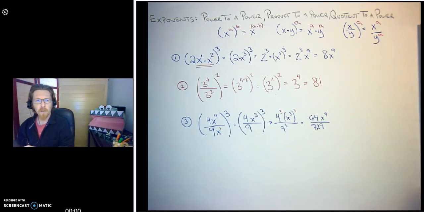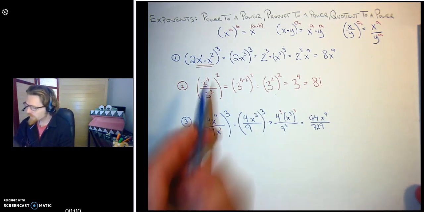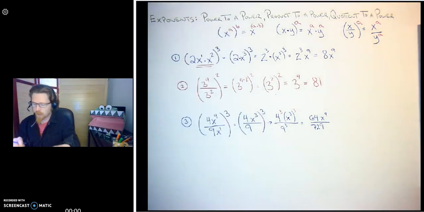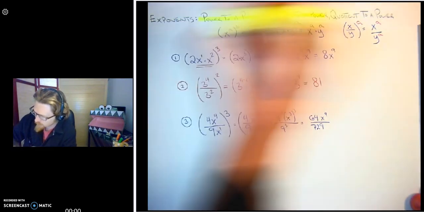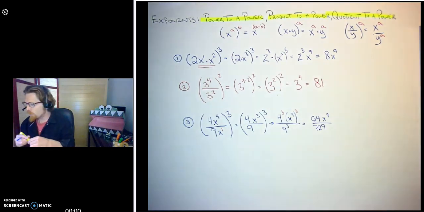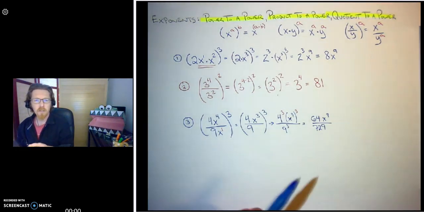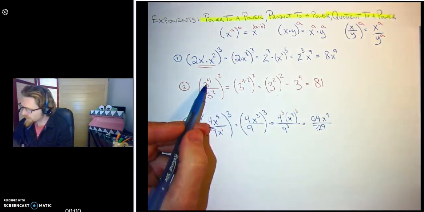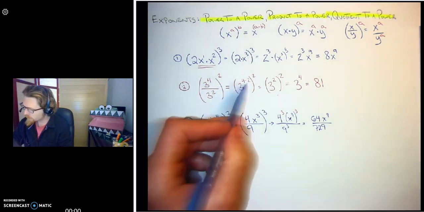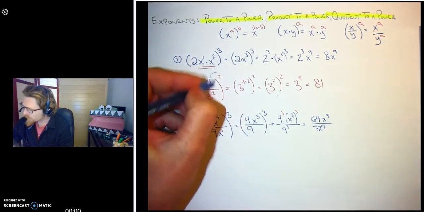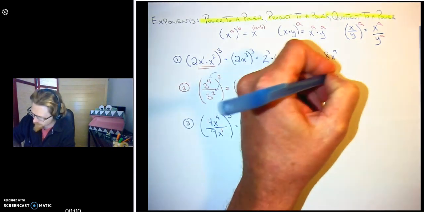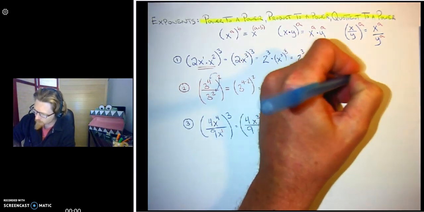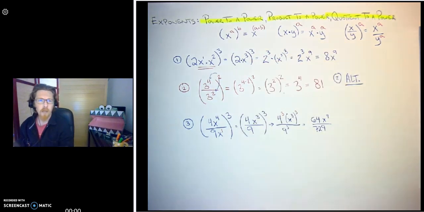So again, one of the big things that I want you to notice is that we are actually applying all three of these properties in each of these problems. And the order in which we do it can change. If I had chosen, instead of subtracting this first, but distributing the square, let's just kind of look at number 2 in an alternate fashion.